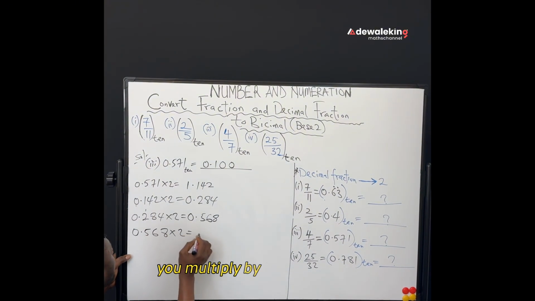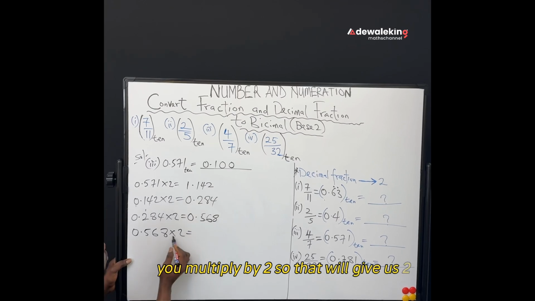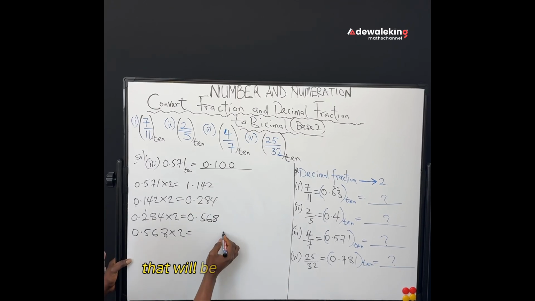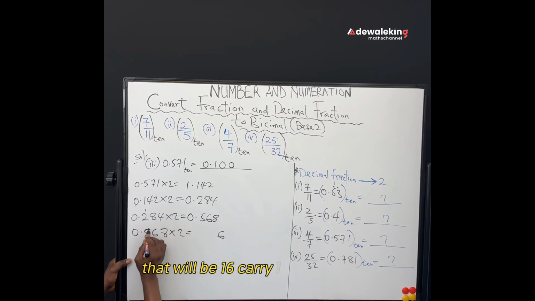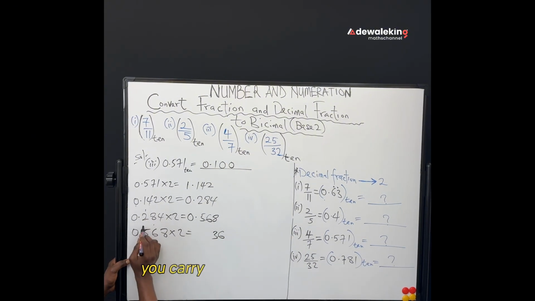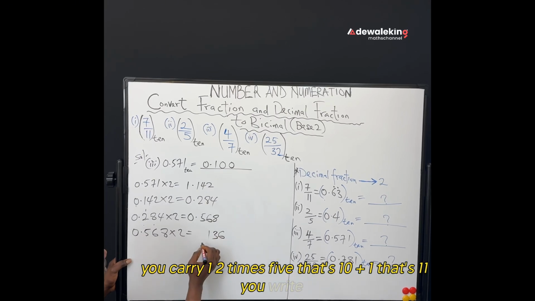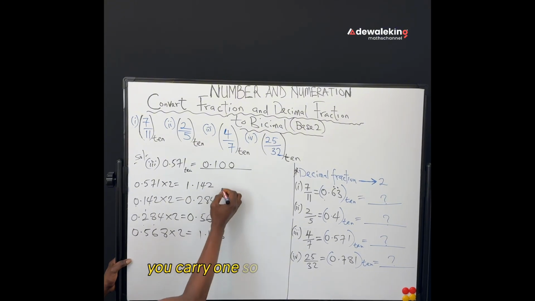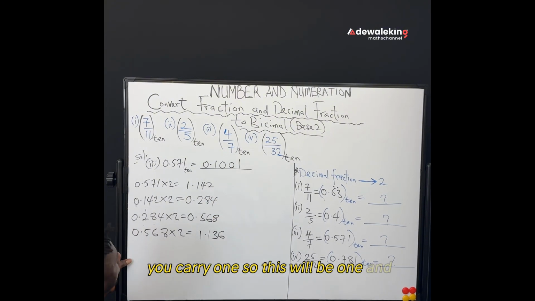You multiply by 2. So that will give us 2 times 8. That will be 16. Carry 1. 2 times 6, that is 12 plus 1, that is 13. You write 3, you carry 1. 2 times 5, that is 10 plus 1, that is 11. You write 1, you carry 1. So this will be 1.